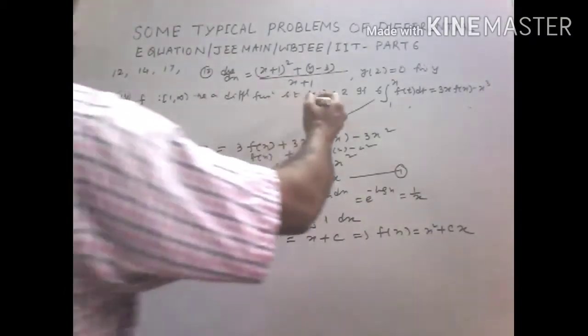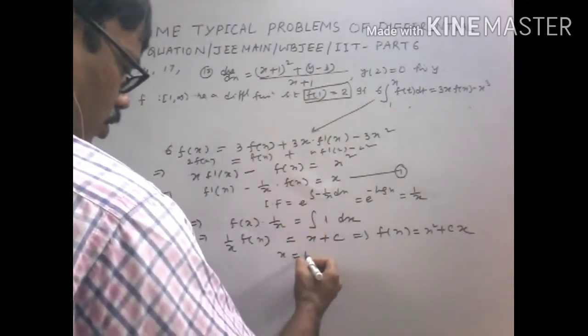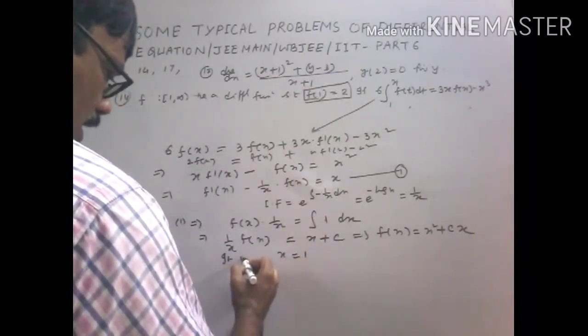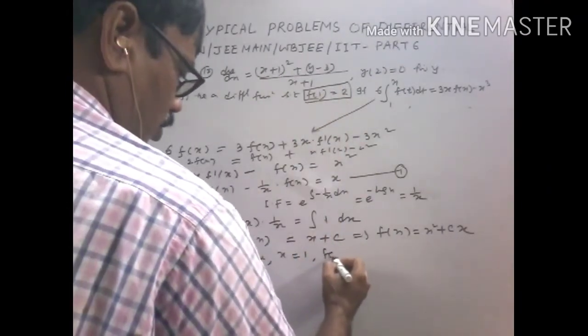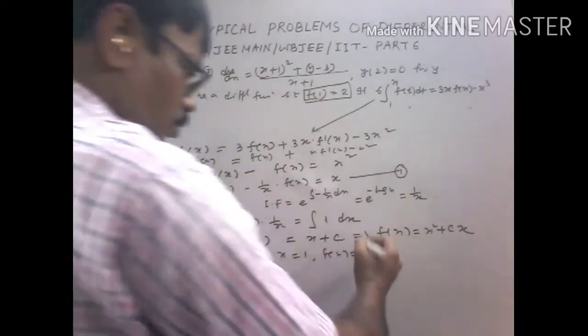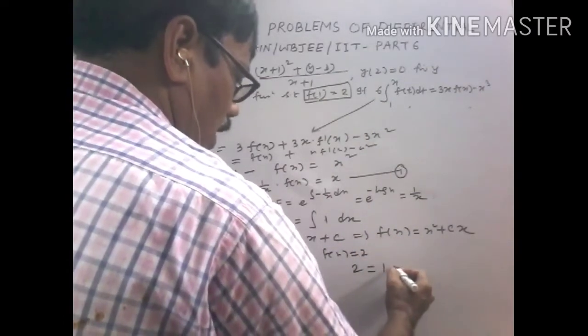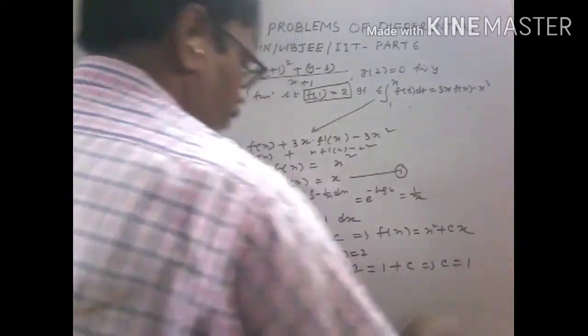Now look, f(1) equals 2. What is f(1)? f(1) is 2. So when x equals 1, it is given x equals 1, so f(x) equals 2. This implies 2 equals 1 plus c. So what is c? c is 1.